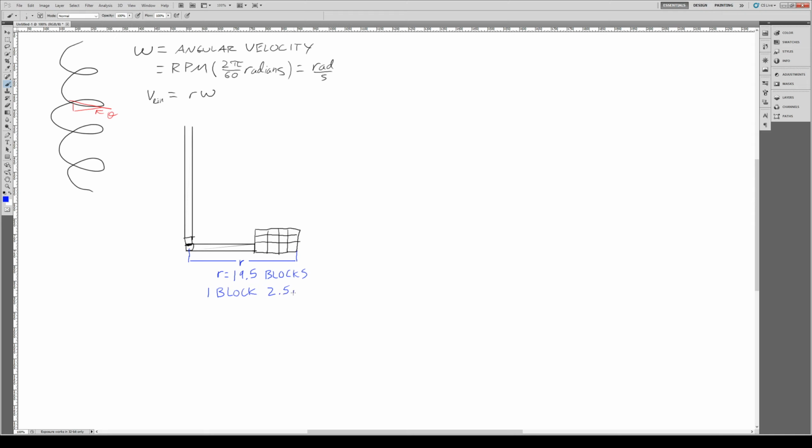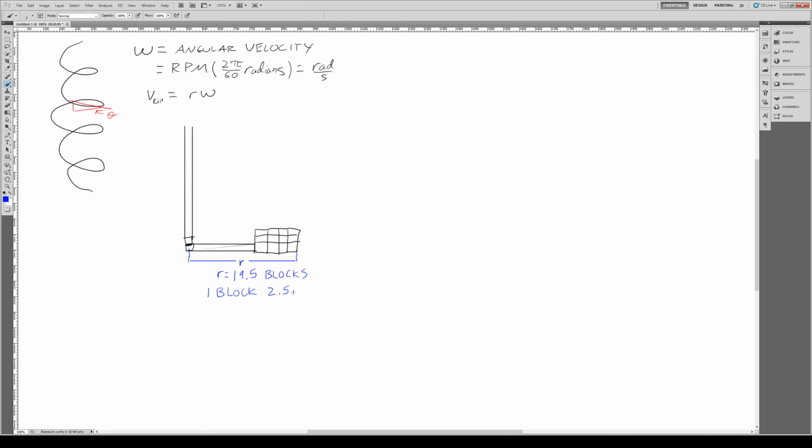All right. So now we've got this. We can say that our radius equals 19.5 blocks times 2.5 meters per one block. Blocks cancel. Radius equals, let me pull up a calculator. I don't think I have this number by itself anywhere. So the radius will equal 48.75 meters. All right, so we've got our radius now.